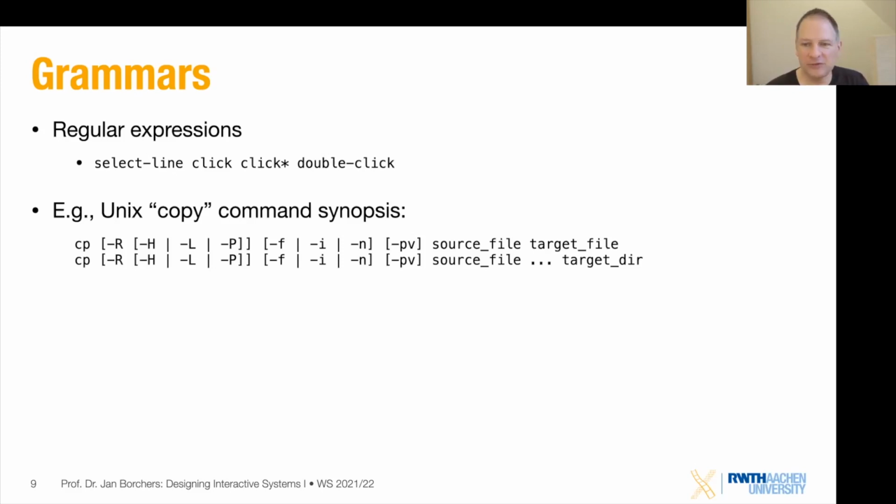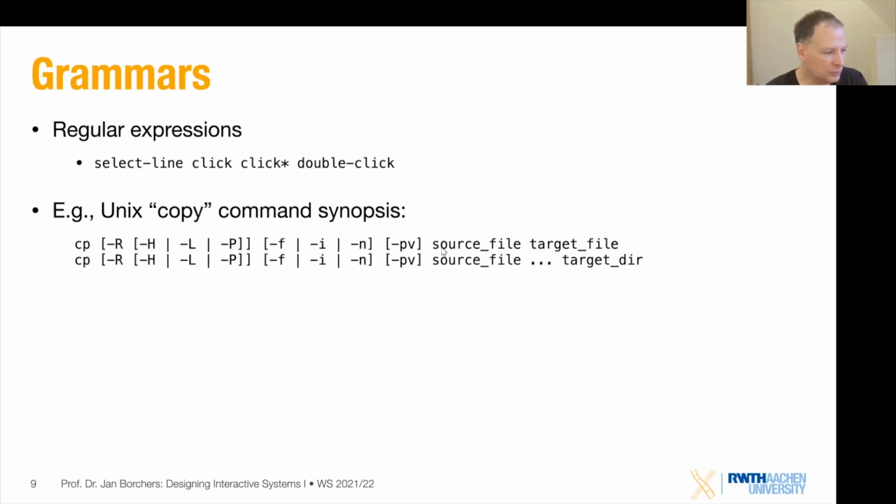So cp for the copy command, and then comes a whole bunch of square brackets, which tell you that this is optional, right? So this could mean that you can have the -r in there, or you can not have it in there, because that whole thing is optional. Next up, after the -r, you could have a -h or a -l or a -p. That's what the vertical line is telling you. Or you could have none of these, because that is also an optional part. So this is how this goes on, right?